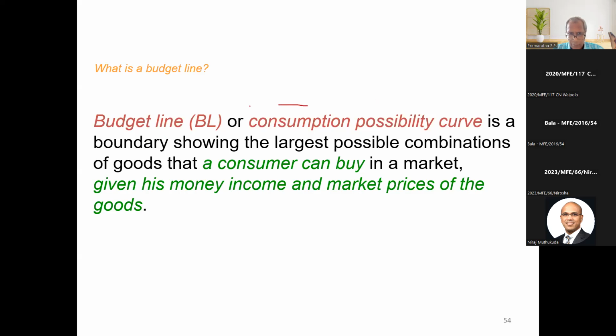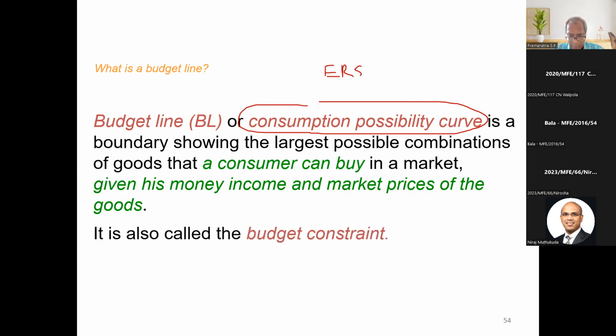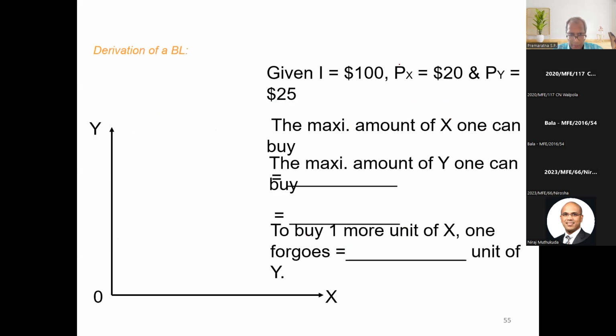Another word, of course, if you get the consumption possibility curve, and we also look at the slope of the budget line, we use the term ERS, economic rate of substitution. So that we consider as the constraint when you increase your satisfaction. If at the country level, we can say increase your welfare, people's welfare.